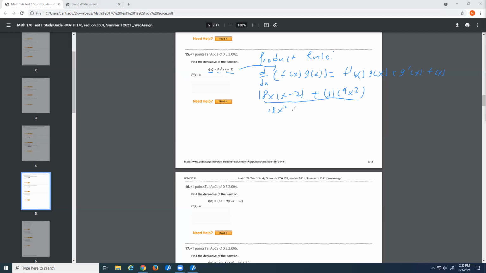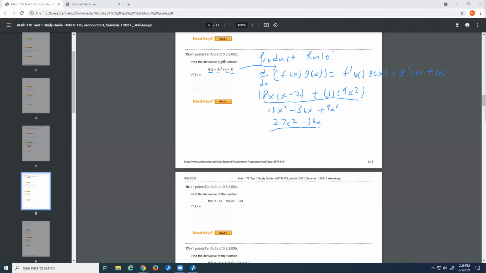So we'll have 18x squared minus 18 times minus 2, that's going to be minus 36x plus 9x squared, and then combining like terms, you get 27x squared minus 36x. And you may be thinking, this is definitely one way to calculate this derivative, and it's kind of a good example of how the product rule works.